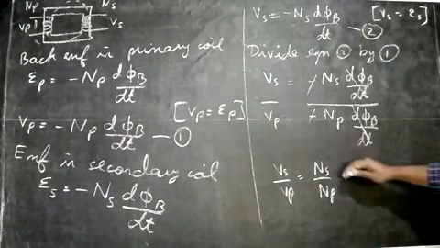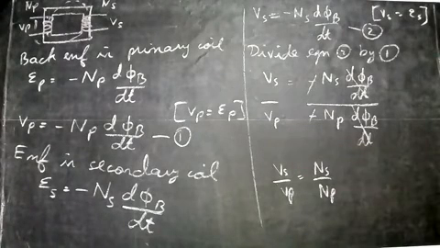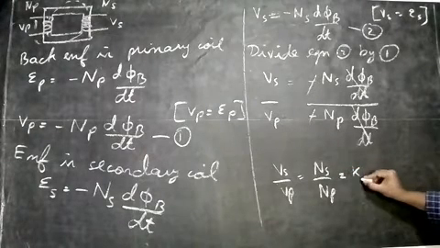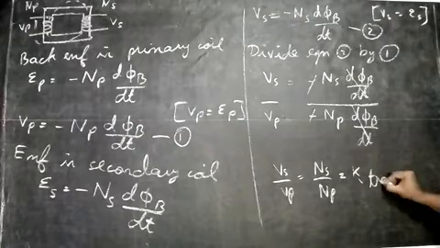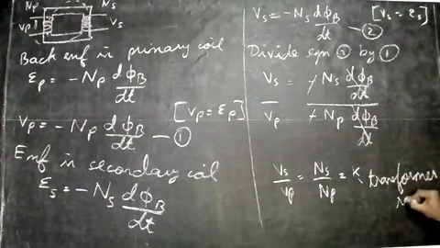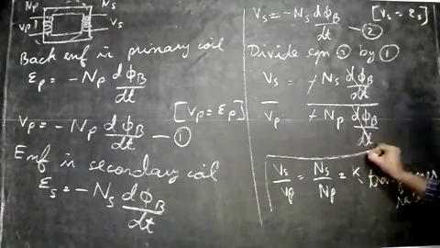That means if we have more turns in the secondary, we'll get more voltage in the secondary. Now this will be equal to a constant K. This constant we call the transformer ratio. This is a very important relation that we must know.